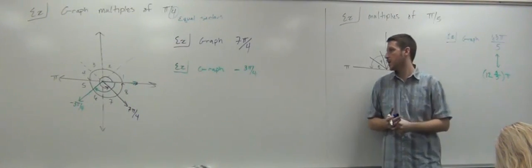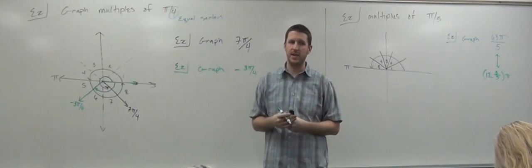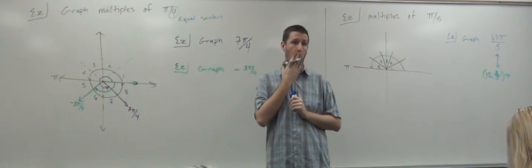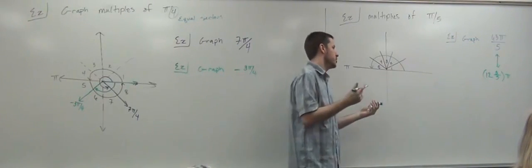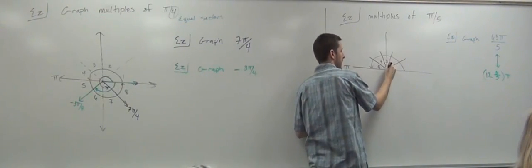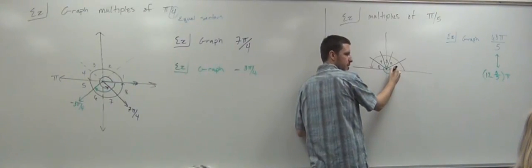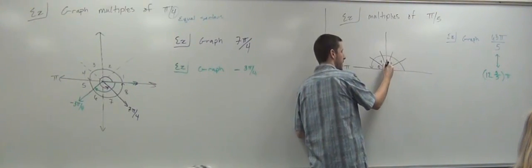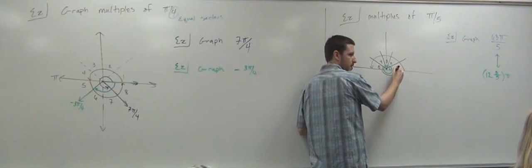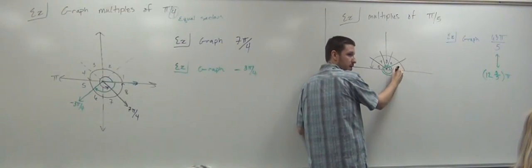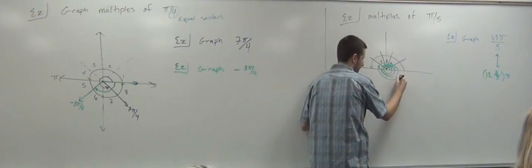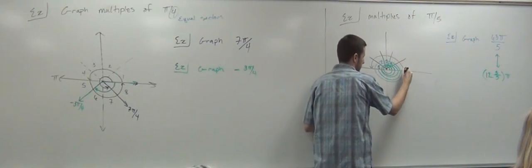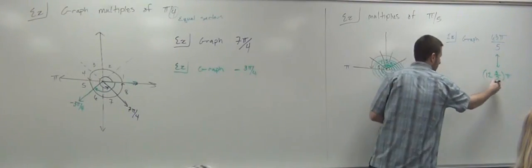Where would 12 pi land you? 6 revolutions. Where does 2 pi land you? Right, if I start here and I go around 1 revolution, that's 2 pi, right? And if I go around another revolution, 4 pi, because I went another 2 pi. 6 pi, 8 pi, 10 pi, 12 pi, so I got this part.